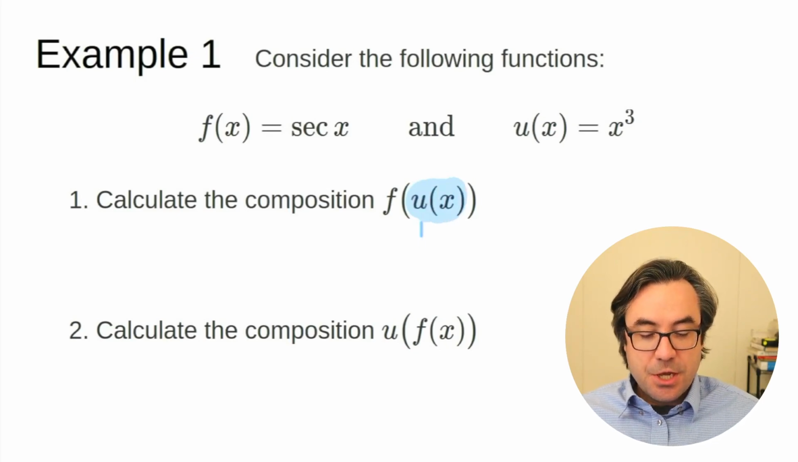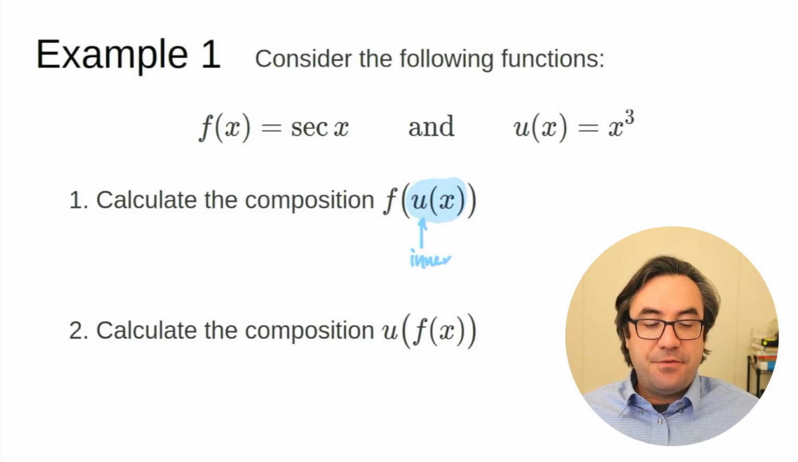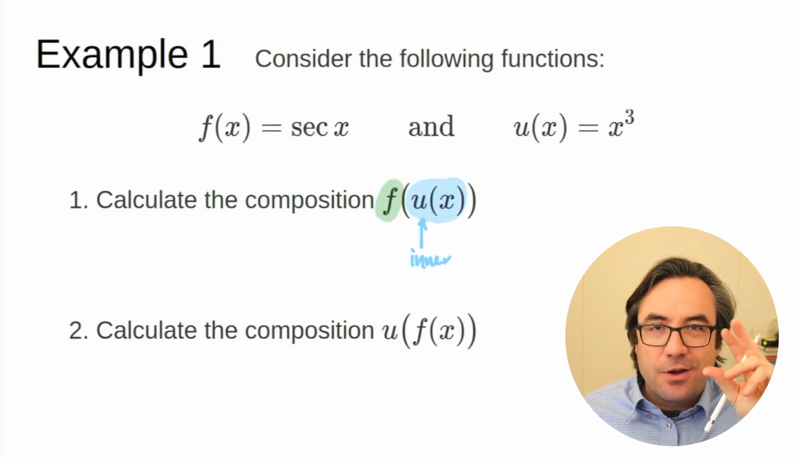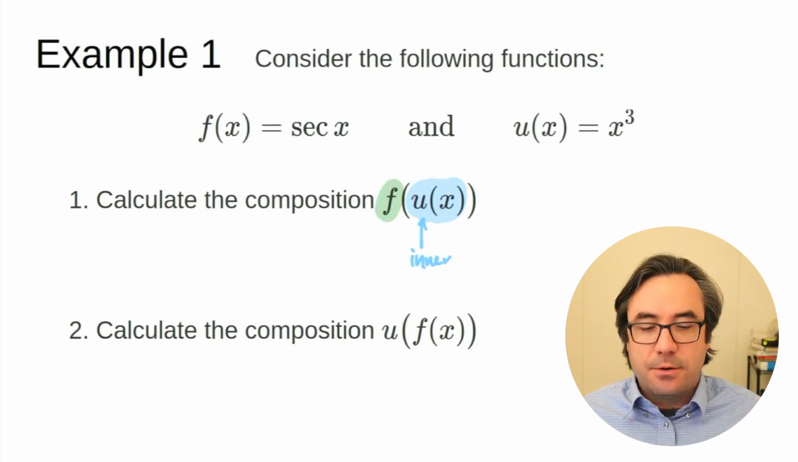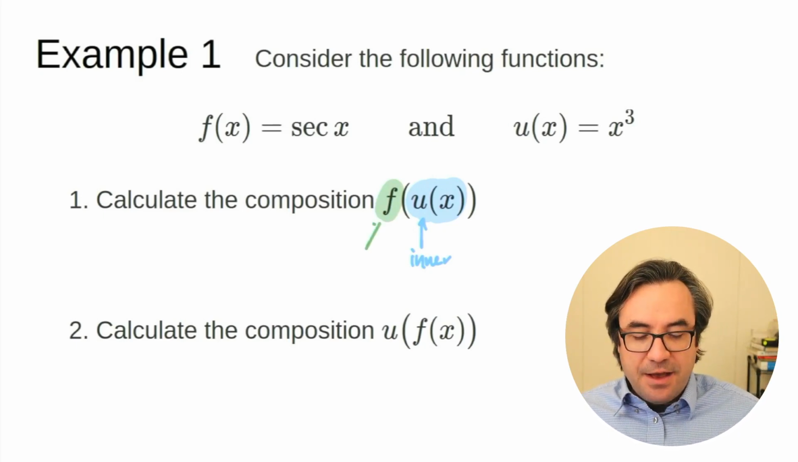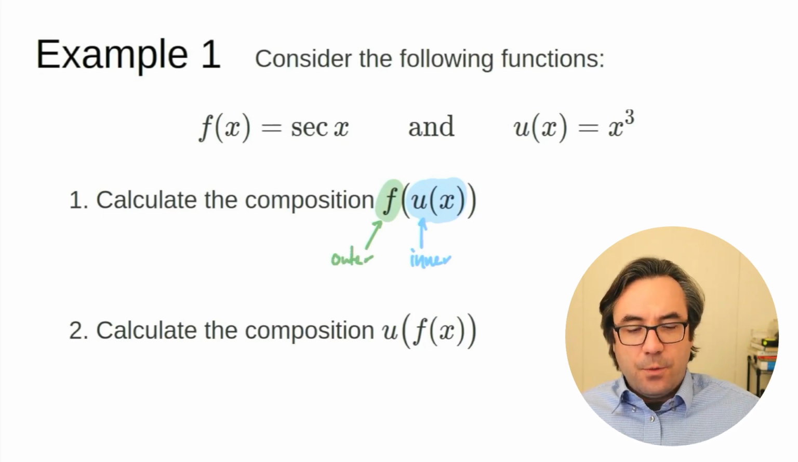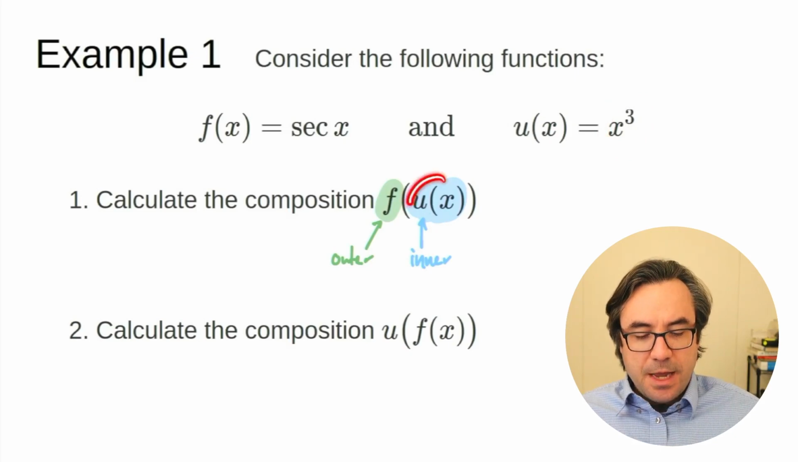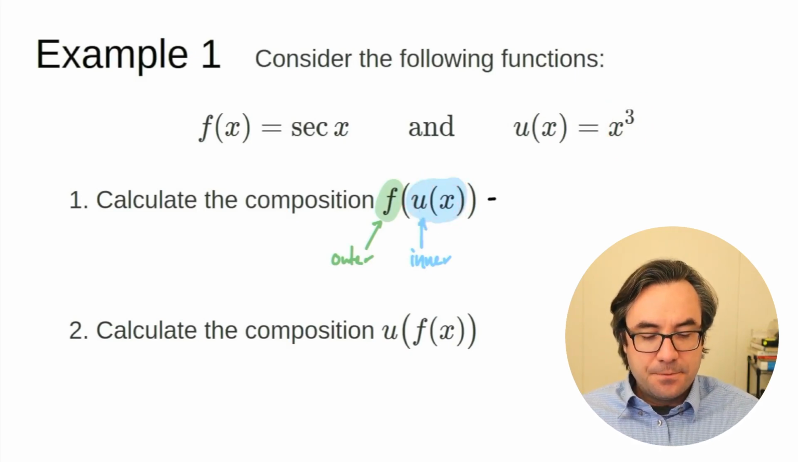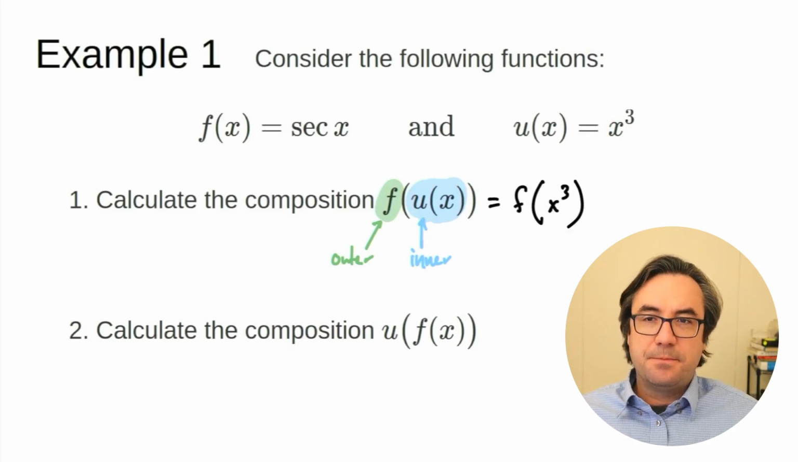So in this case, u is the inner function and f is our outer function. And then in part 2, we're going to reverse the order just to show that the order actually does matter. So in this case, f is the outer function. All right, so the way we can do this is we take our formula for u, which in this case is x cubed, and we're just going to fill that in there. So we end up with f with x cubed plugged in.